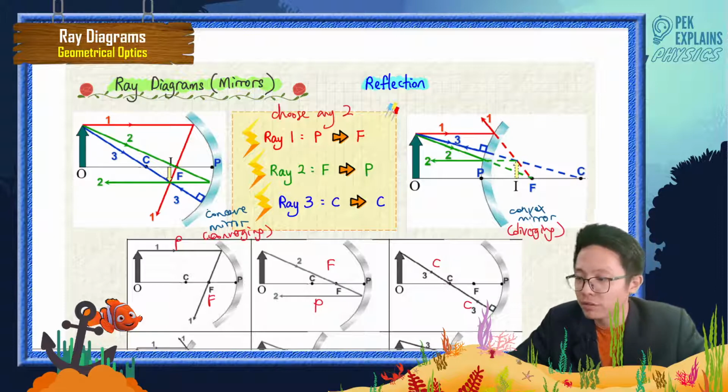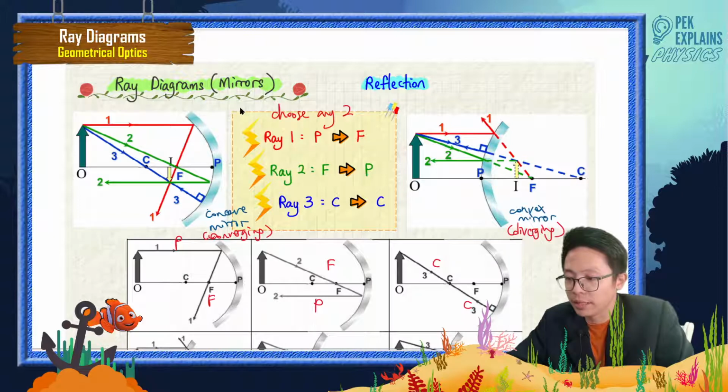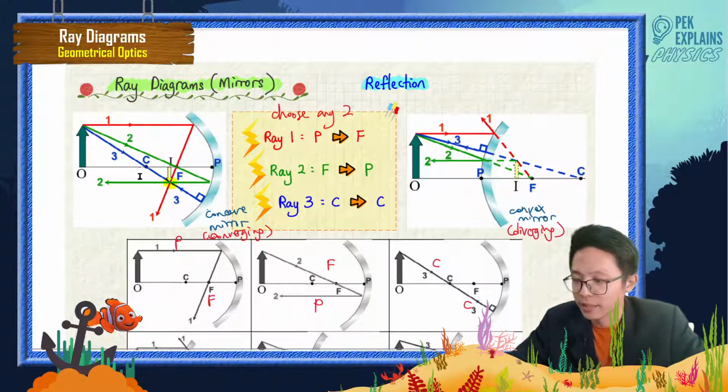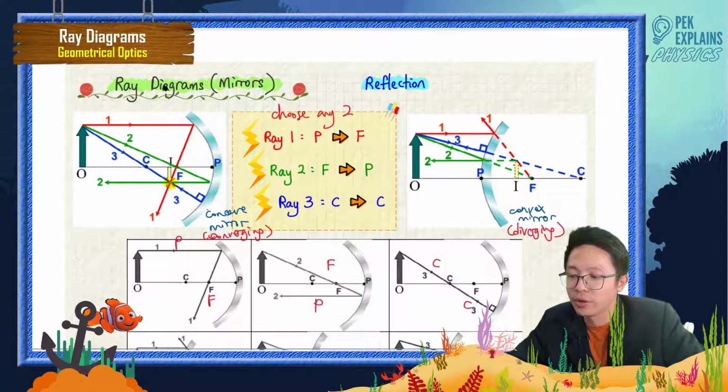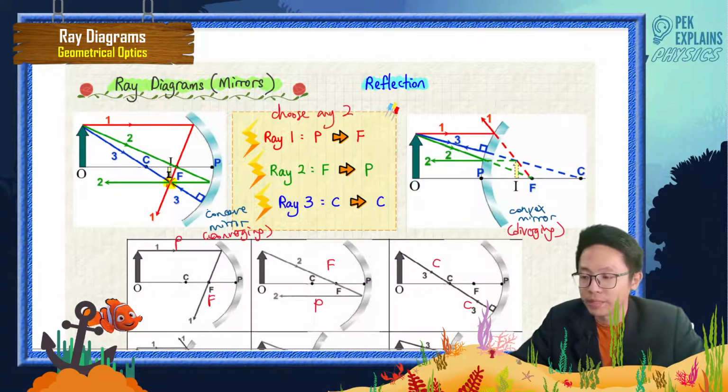You see, all these three rays meet at the same point over here. So we just need to find the intersection point. This intersection point is the place where the image is formed. That's why I say just choose any two. You don't need to draw all three. Just choose 1 and 2, or 1 and 3, or 2 and 3. Then you can get the intersection point to find the image.